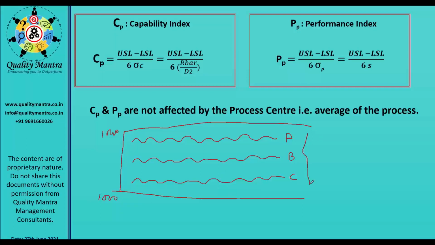But will the output be the same? Will the output from this process have the same property, this process have the same property, and this process have the same property? No, sir, it will be different, because they run in different scenarios. Also, the chances of the product produced out of this process getting outside specification will be much more, whereas this process which is nearer to the center will have lesser chances of producing non-conforming products.